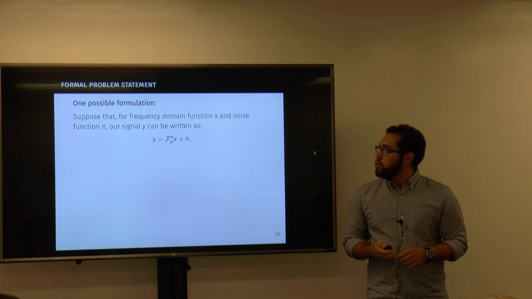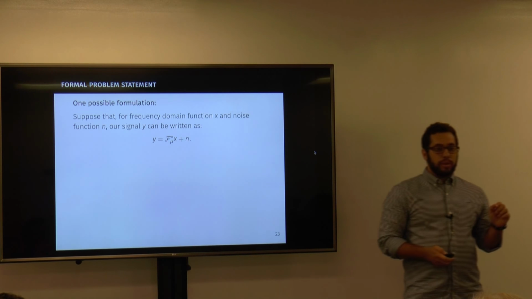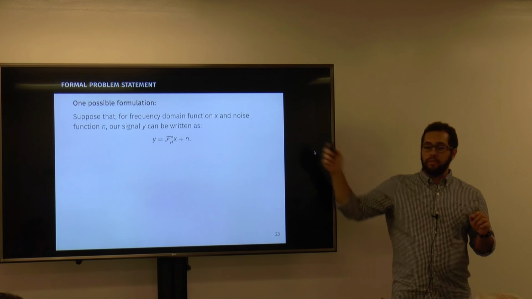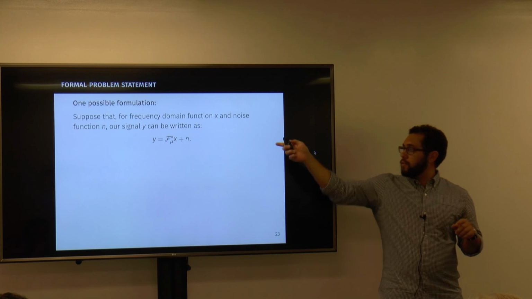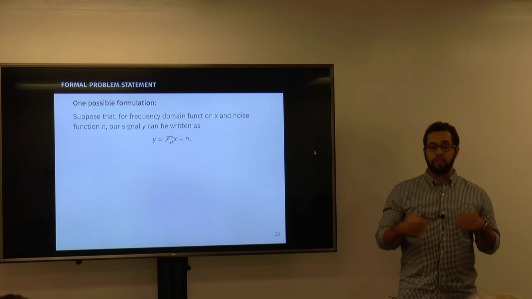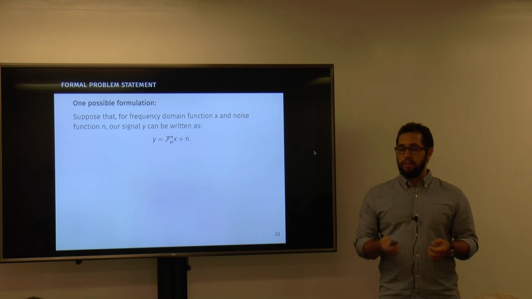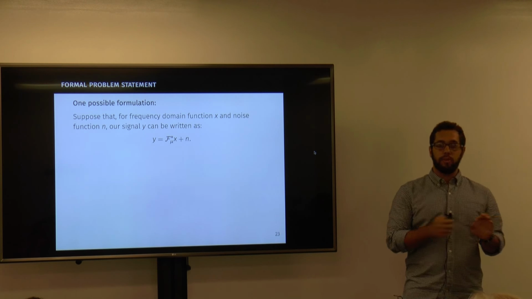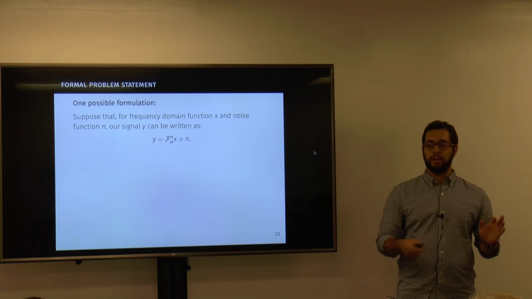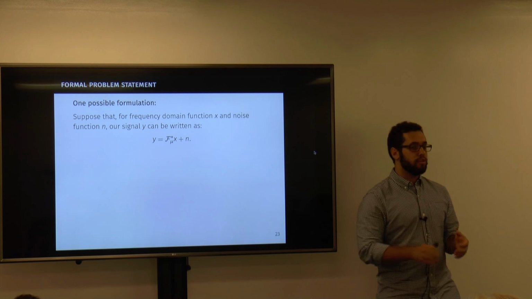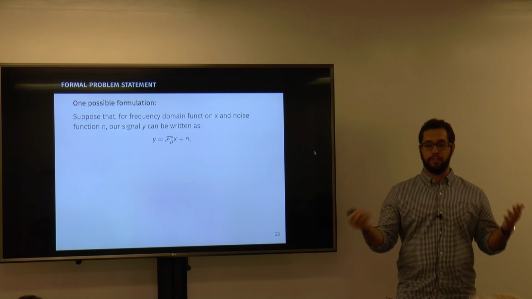I'm going to assume that my signal can be written as the inverse weighted Fourier transform f mu star of x for some signal x, plus some noise term n. I'm not defining the noise term as a distribution; it's a fixed constant noise. I'm just assuming it's some vector of noise that's set ahead of time.